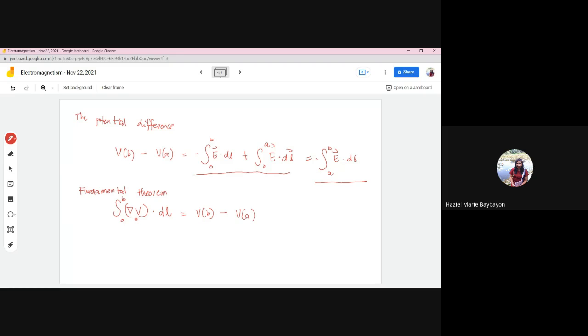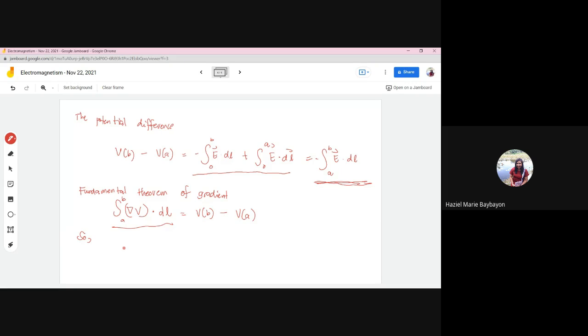If you have a scalar function, you get the gradient of that scalar function and dot it with dl. If you get the line integral of a gradient, it is just equal to the difference between the value of your function at the limits. Okay? So we can actually relate these two. So these two are just equal to V of b minus V of a.